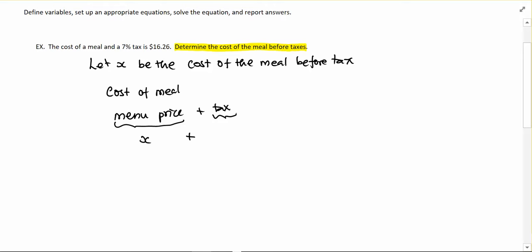Well, tax is calculated on that X, right? So you take the X and you multiply it by the tax. In this case, it's 7%, so that's 0.07. So this is your tax. That's the cost of the meal. And according to the problem, this is equal to $16.26.